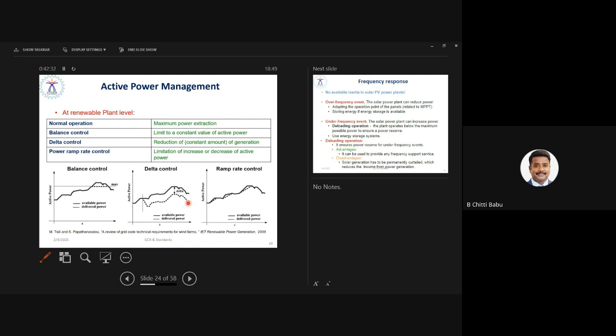Right. This is the active power management in a renewable power plant. We may use modes to maintain the power balance. Maybe during normal operation, we may use maximum power point extraction. The balanced control means the actual and the delivered power both have to be well balanced. This is called balanced control, to limit the active power to a constant value.